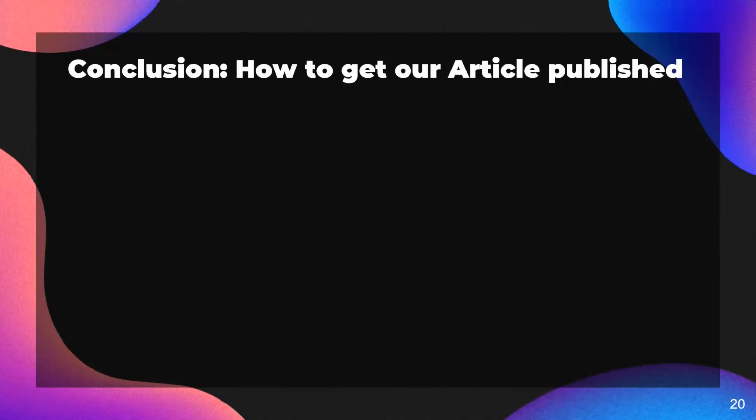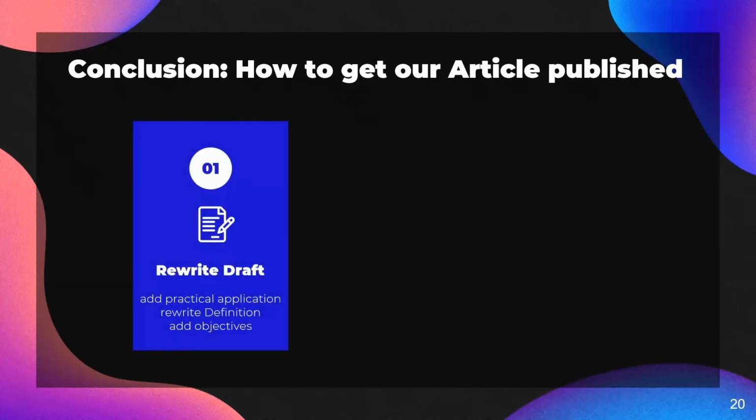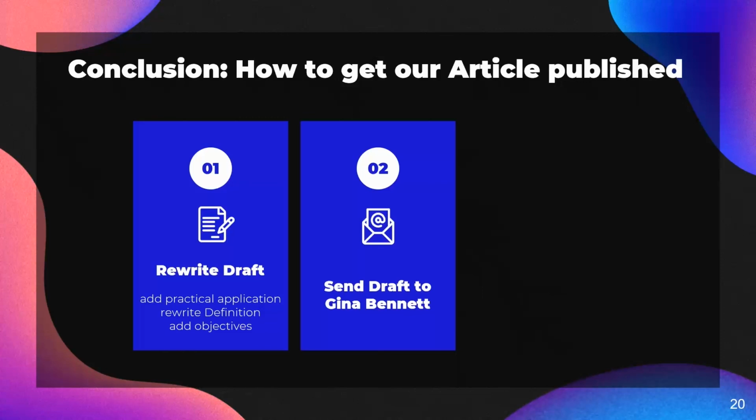In conclusion, this is the process we applied to get our collaborative version of the Wikipedia article on metaliteracy in the English language. Firstly, after thorough research, we started the process of rewriting the draft of the metaliteracy article, where we added practical application, rewrote the definition, and added objectives with the intention to make a better case why this term deserves an entry in Wikipedia. After this process of writing, we sent this draft to the original creator of the Wikipedia entry, Ms. Gina Bennett, seeking her comments and thus involving her as well in this collaborative process.